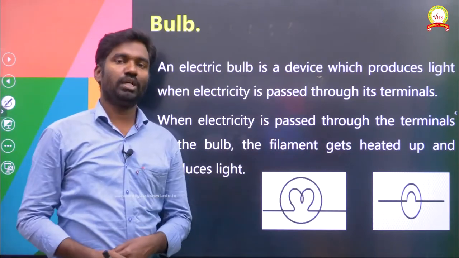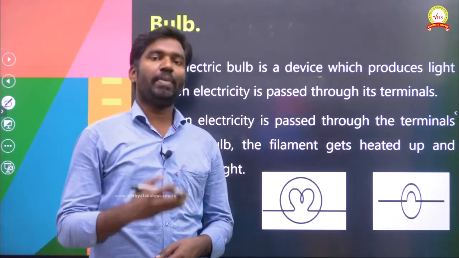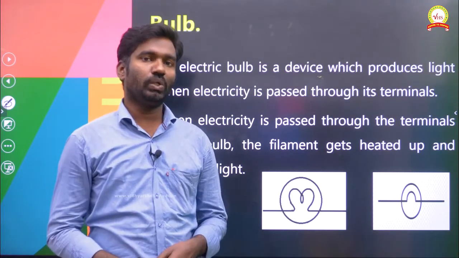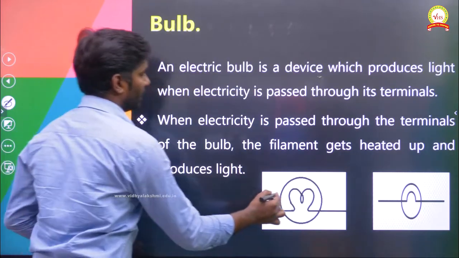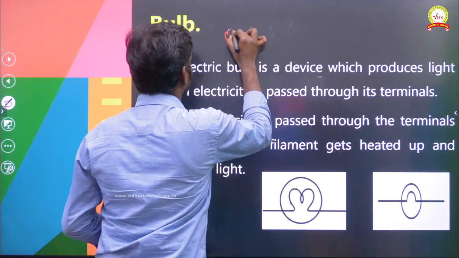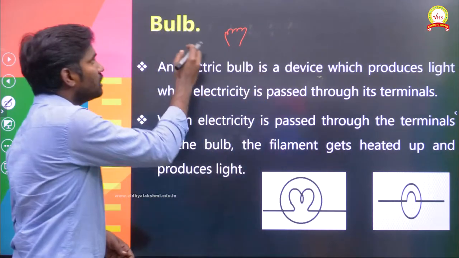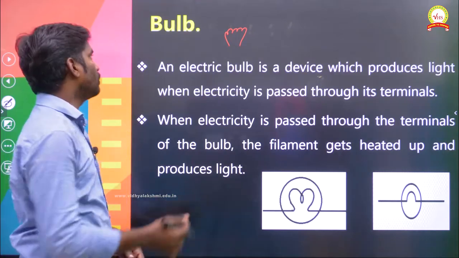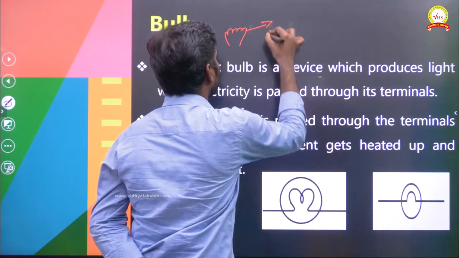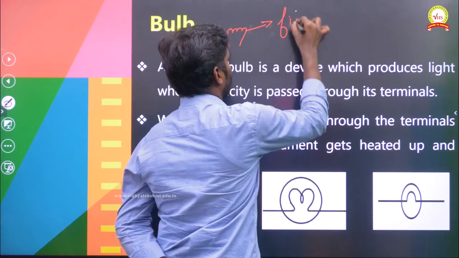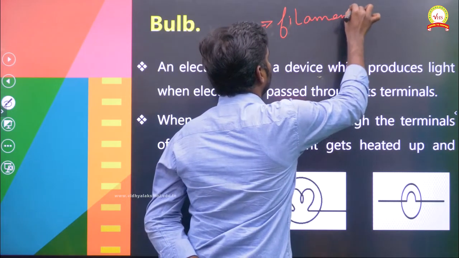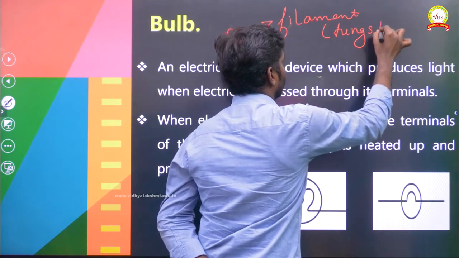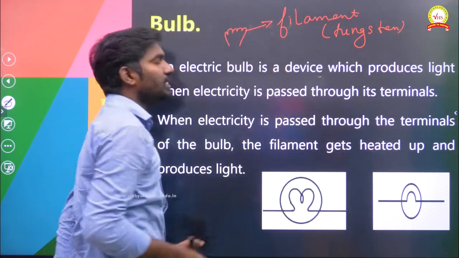Next, bulb. So we know the bulb, right? Whenever we pass the electric current through the bulb, it will start to glow. Why is it glowing? Because inside the bulb, if you see over here, a thin spring-like structure is there in the middle, right? This part only is going to glow and produce light. This material is called a filament. The filament is made up of the material called tungsten.